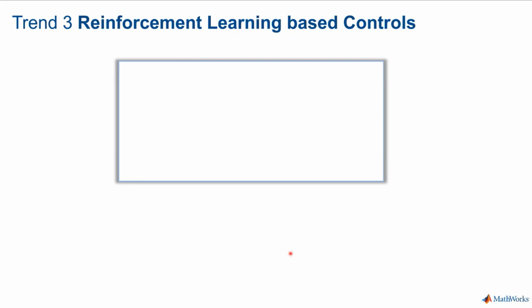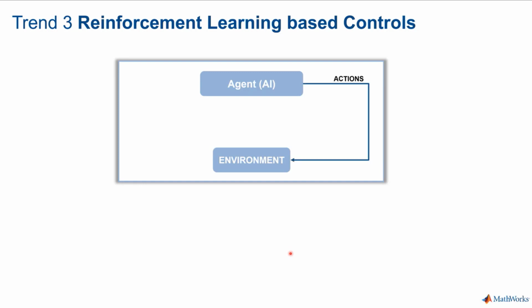Trend 3 is reinforcement learning-based controls. So you have an agent that interacts with an environment, and you will see an example in a minute for that. So the agent can take some actions which will have an influence on the environment. Then you can observe the state, like the agent in the environment, and you can say, is it a good state or not?